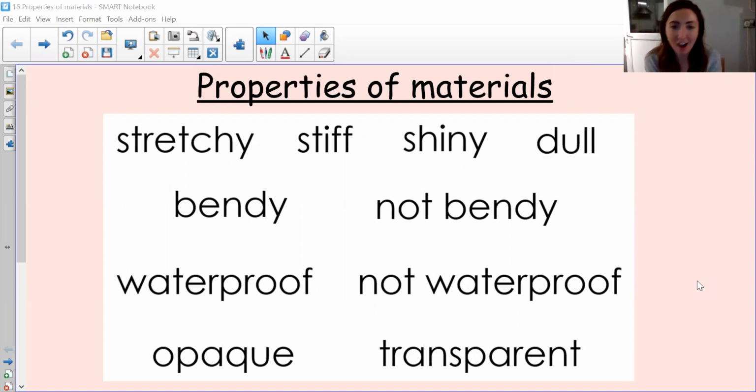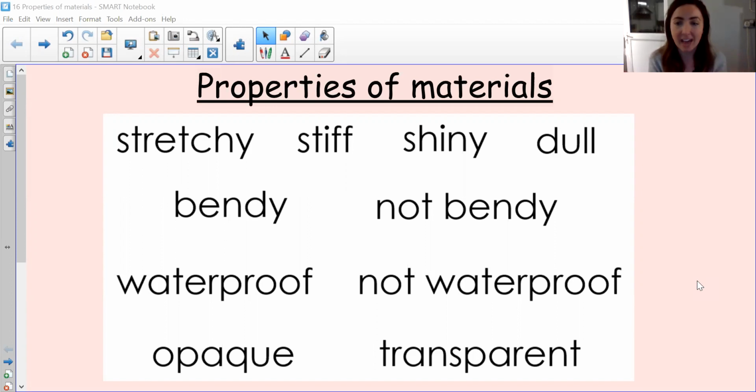So I want you to cast your eyes over the screen and see if you recognise any of these words. Well done if you recognise them from our science lesson earlier this week. So our vocabulary lesson this week is going to be all about those properties of materials. And we even have a few extras in here to help us for the rest of our science topic as well. So let's see if you can remember what any of these words mean.